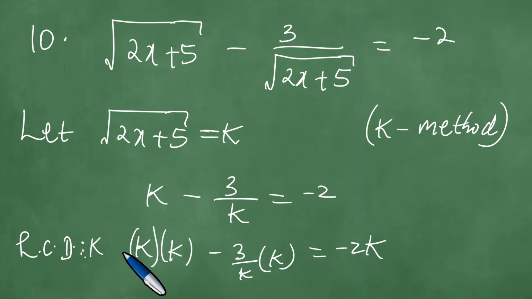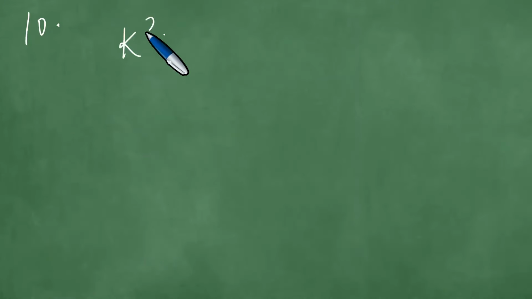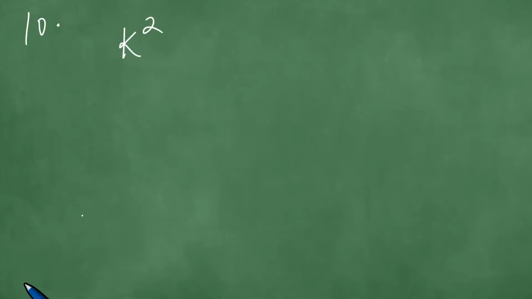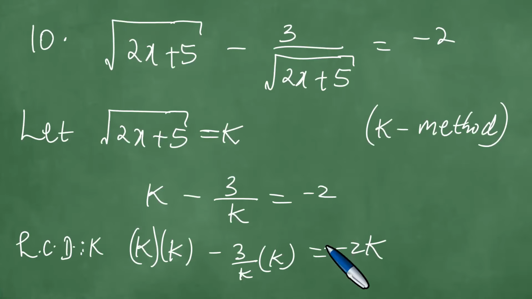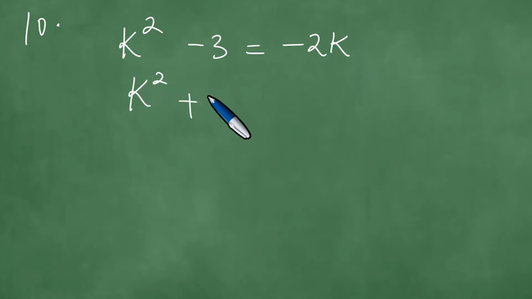Right, number 10, we have the following. We have k by k, which is k squared, and then the k cancels and you have minus 3. And this is equal to minus 2k. So in the end, you have k squared plus 2k minus 3 equals 0.